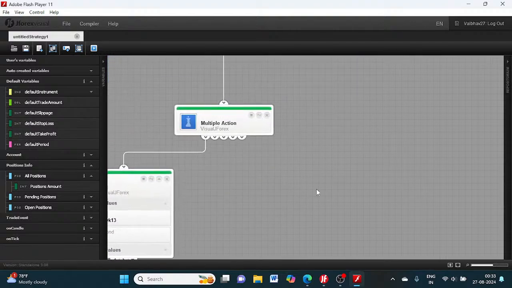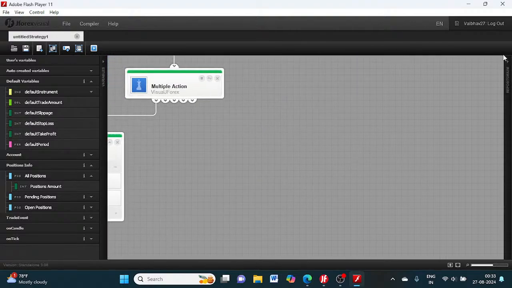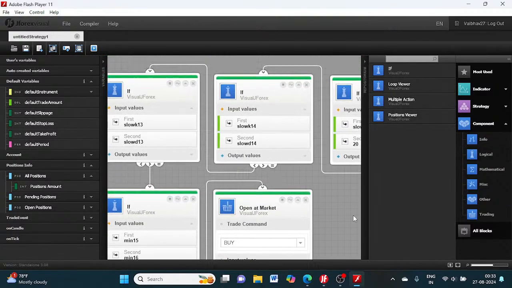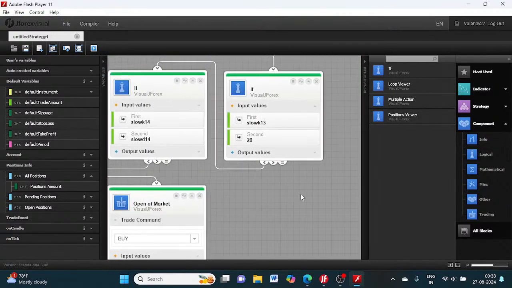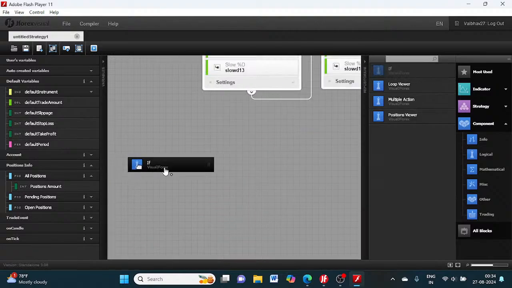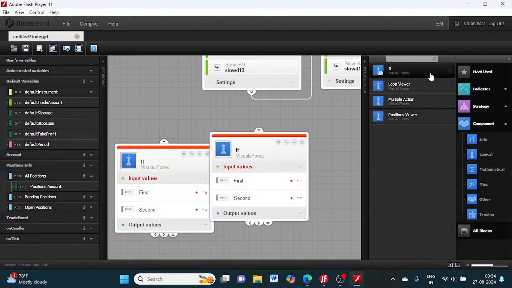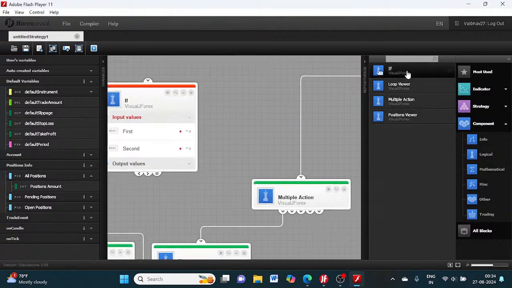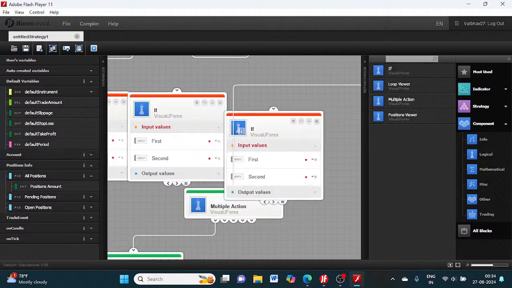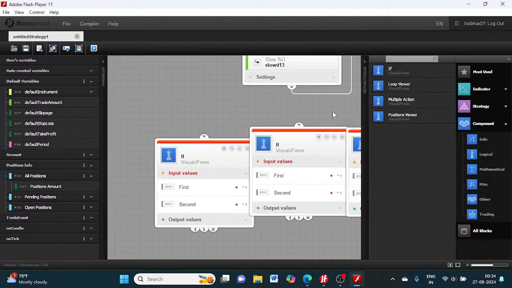We now need to define the sell side of the trading system. So for that, I'm going to add a couple of the if else statements. We needed 4 of these for buy, so we are going to need 4 of these for sell as well. 1, 2, 3, and 4. 4 of these have been added.